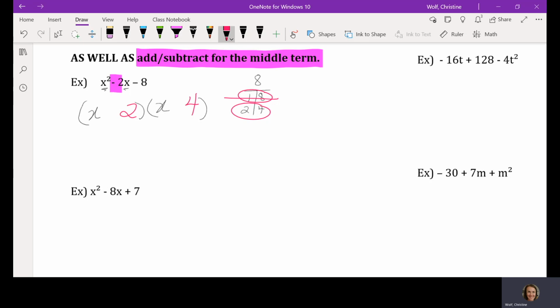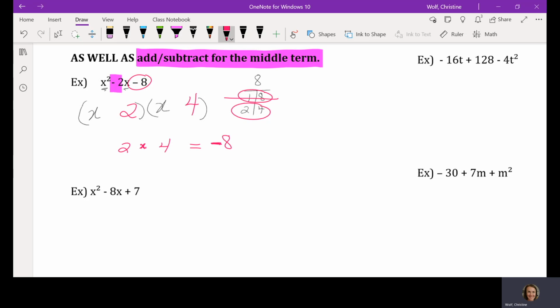And this is where students usually have a little bit of trouble, okay? So we want 2 and 4 to multiply together to give us this final term, -8. Okay, well, 2 times 4 does not give us -8. In order to multiply two numbers together and get a negative, one of the two has to be negative. Okay?